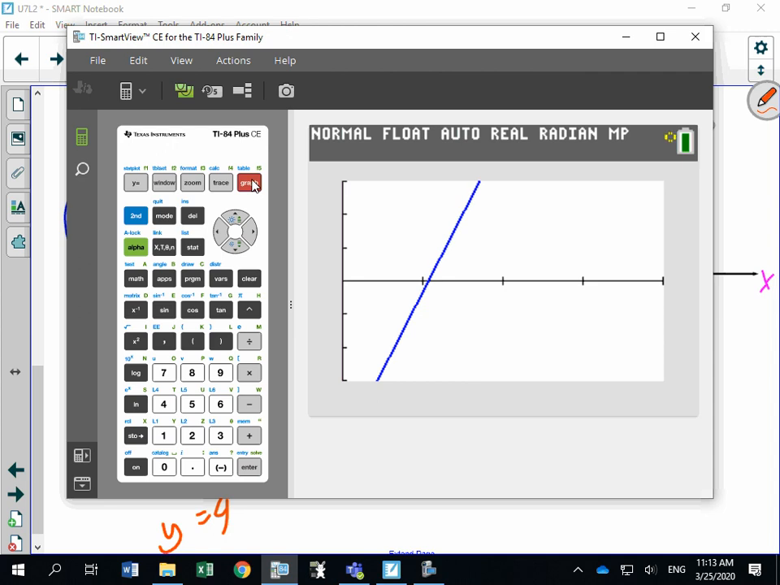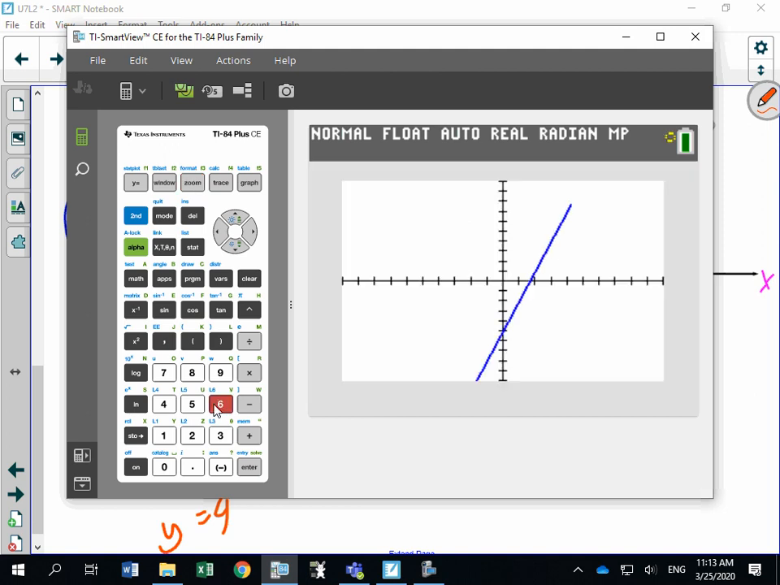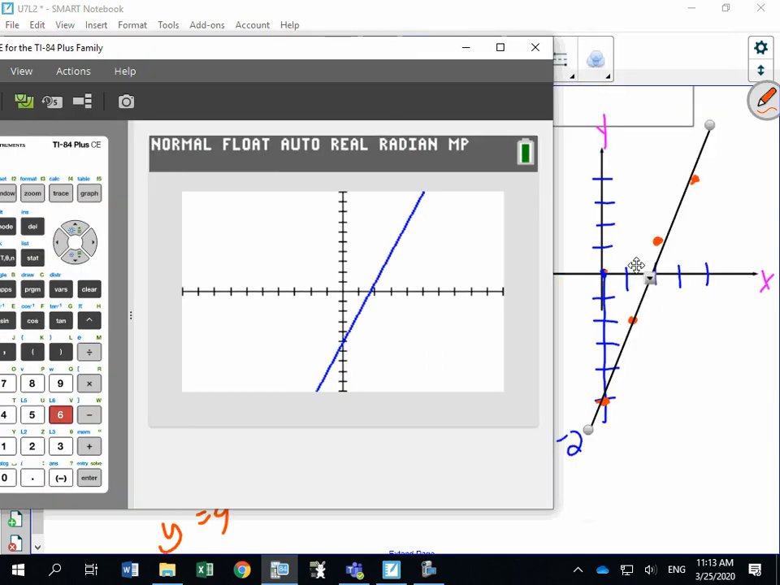My window is way off. So how you go to a normal window is you hit this zoom button and you hit zoom 6. And what this does is it graphs it. This is a 10 by 10 window. So this x value, there's 10 hatch marks, negative 10 to 10, and y goes up to 10. So let's compare and look at that. It does look pretty good.